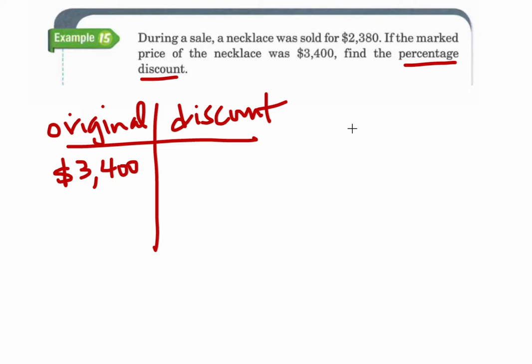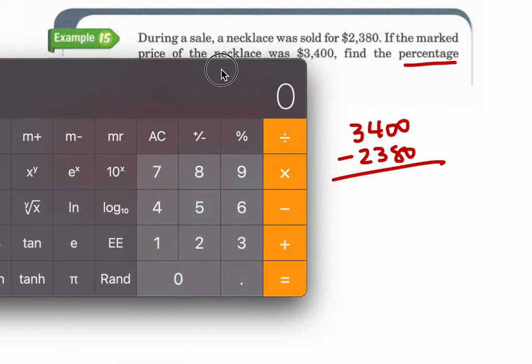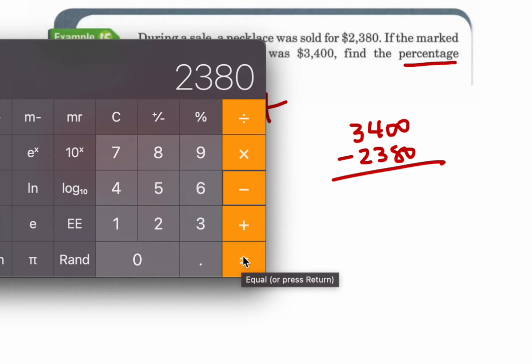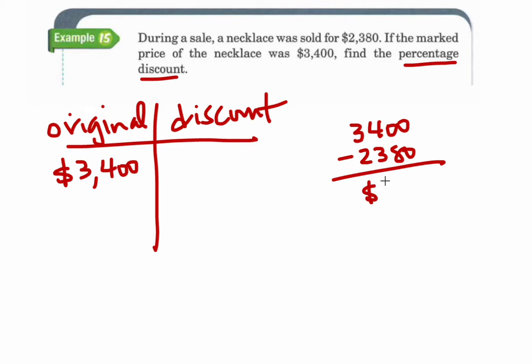Discount, if you remember, I have to do some subtraction. 3,400 minus 2,380. So that way I can find my actual discount, the amount I saved by buying this necklace on sale. It's a very expensive necklace. Ooh, I got a great discount, $1,020 off. It's a beautiful discount. I could buy half another necklace with this money that I saved.